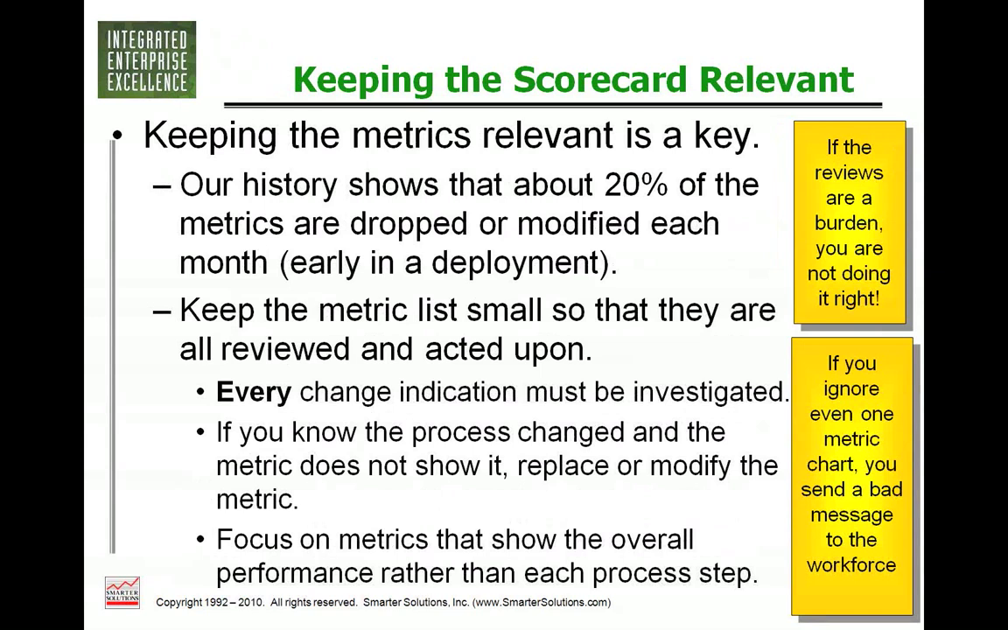Maybe I need to average differently or sample at a different rate. But generally, about a fifth of them, 1 out of 5, you toss out every month and add a new one. But also keep it very small. You want to start small and build on it until you've got stable metrics. Because if you don't act on every change indication, you will undermine the system. If you know that a process changed and the metric doesn't show it, you've got to get rid of the metric, because therefore it's not measuring what you wanted.